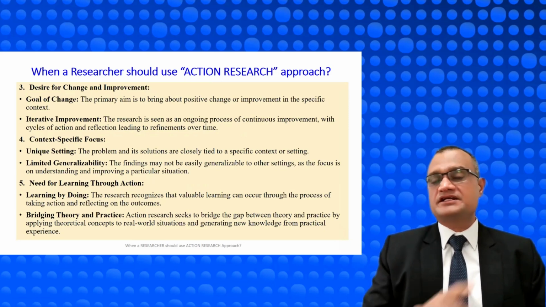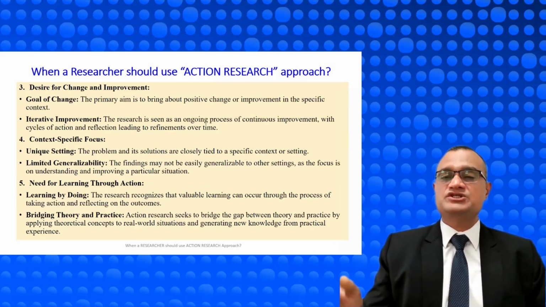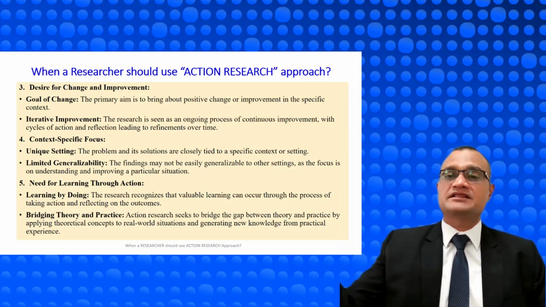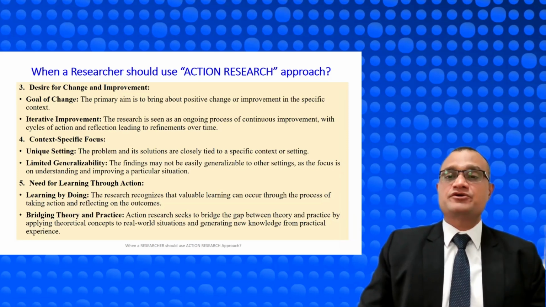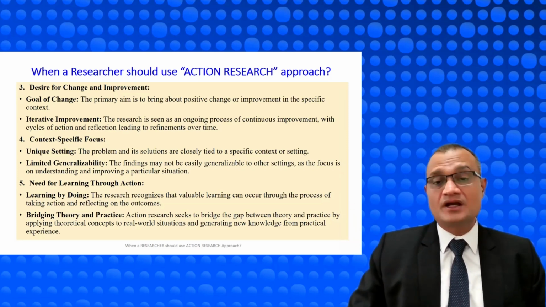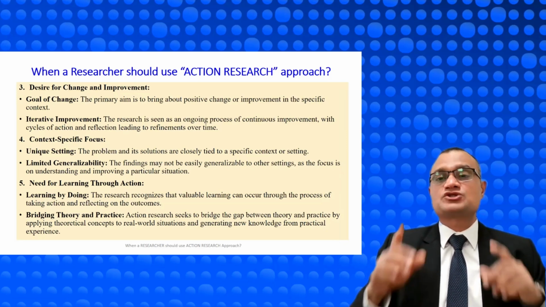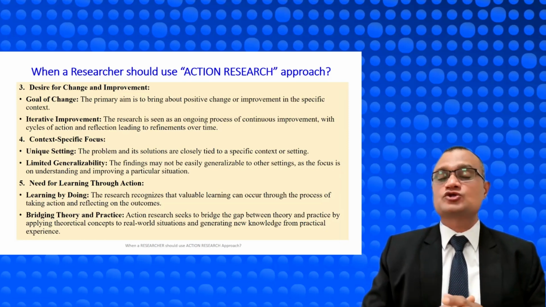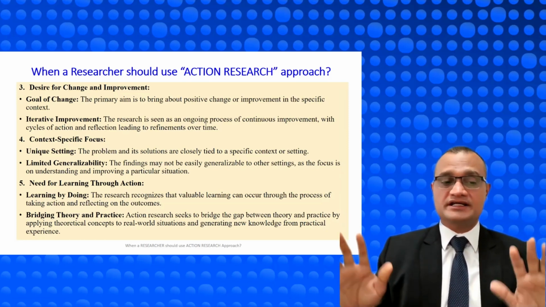Iterative improvement: it is continuous improvement, not that in one go you will bring the entire change. You can make the process 6 sigma. It is an iterative process. Maybe at present you are at 2 sigma, you can go to 3 sigma, 4 sigma, and so on. Context specific focus, unique setting: the problem and its solutions are closely tied to a specific context or setting, and I cannot generalize it beyond the context.